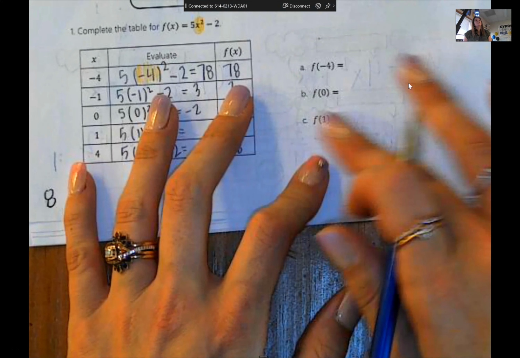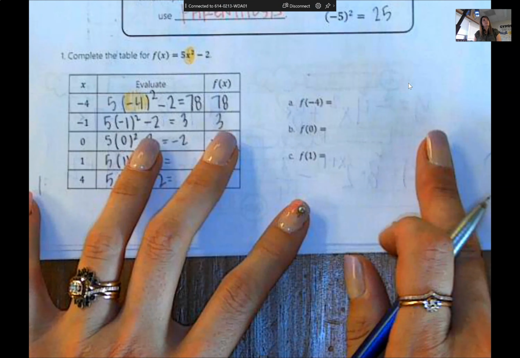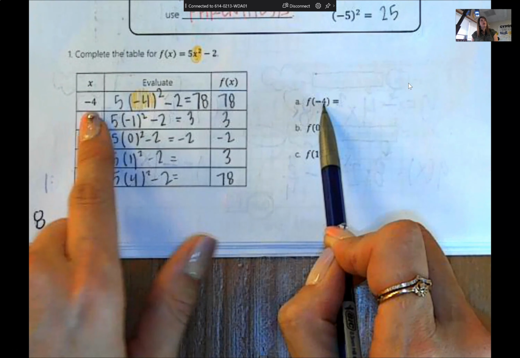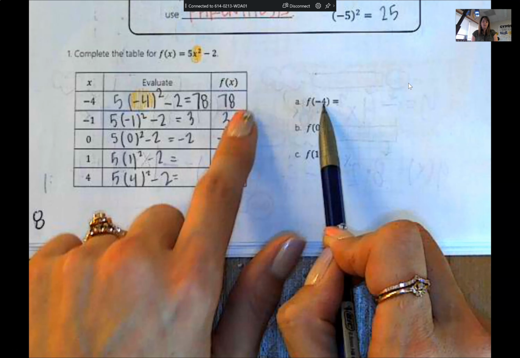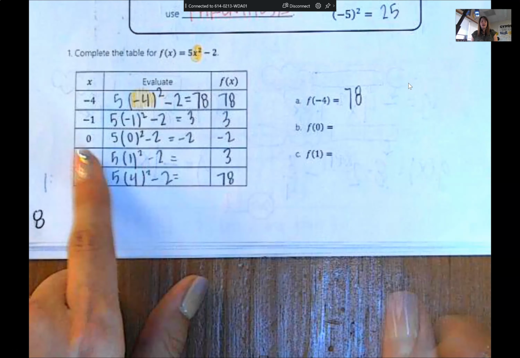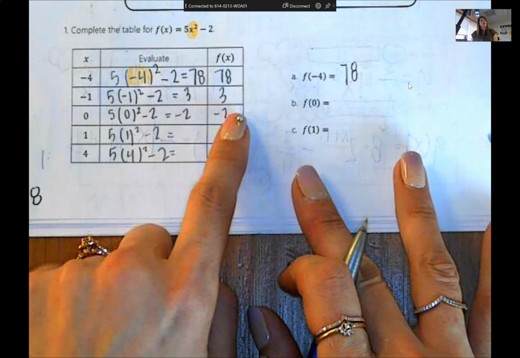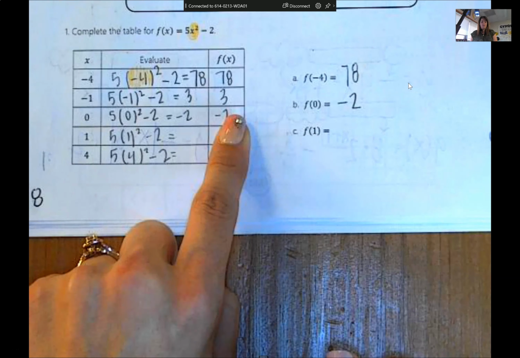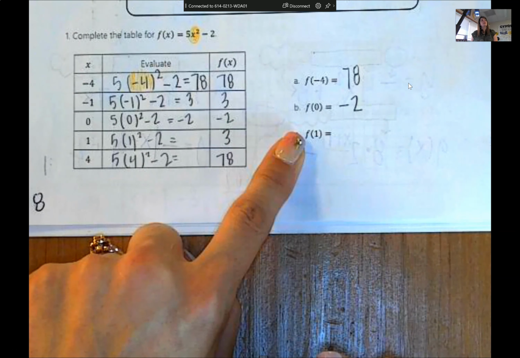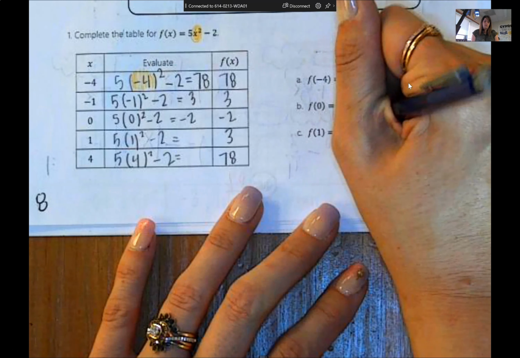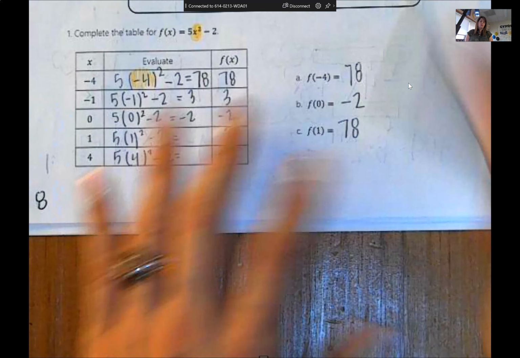So this over here is the last thing that we're going to talk about very quickly. What this is asking for is, what is the function when x is -4? And you've already found that. The function is 78. The middle one is asking you, what is the function when x is 0? And you found that it's -2. And finally, the bottom one is asking you, what is the function when x is 1? And it's telling you 3. That's where we'll start next time.